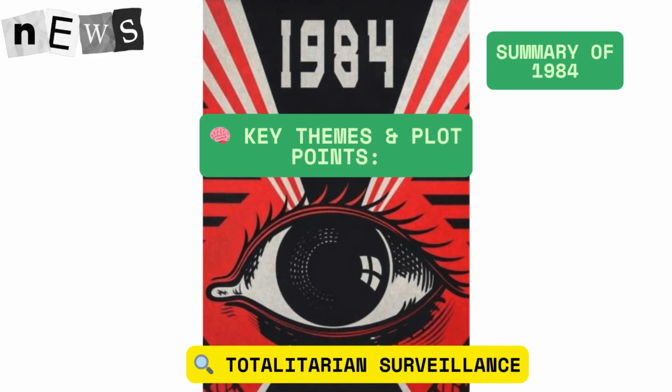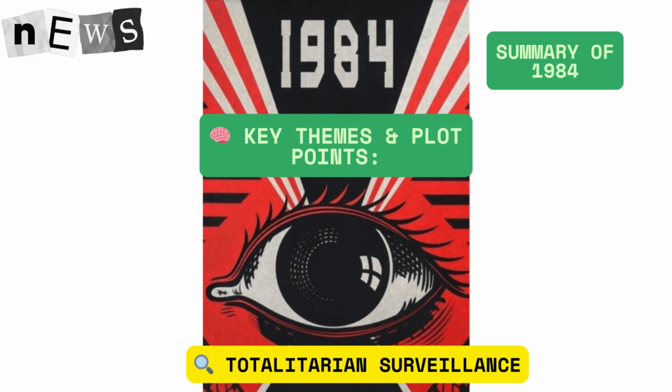Summary of 1984. George Orwell's 1984 is a chilling dystopian novel set in a future where totalitarianism reigns supreme. The story unfolds in Oceania, one of three superstates, ruled by a single, all-powerful entity, the Party, led by the ever-present figurehead, Big Brother.